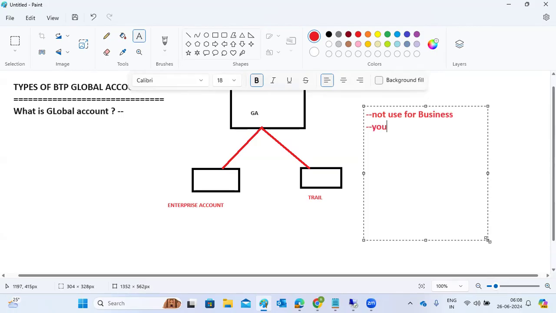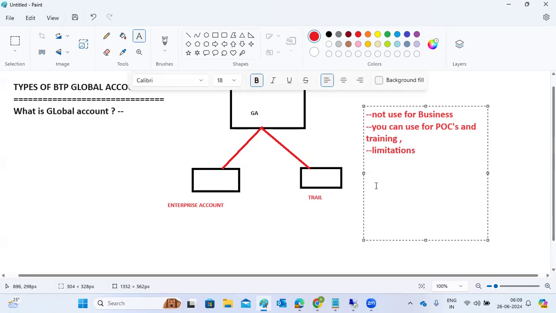You can use it for POCs, training, and learning purposes, but not for production operations or business purposes. It has some limitations with respect to spaces, quotas, and services, and these apply in the trial account.